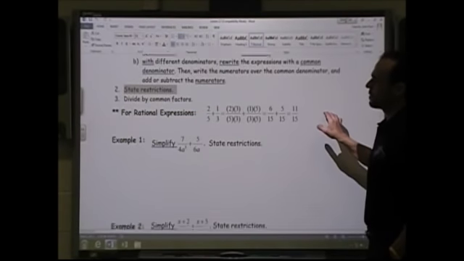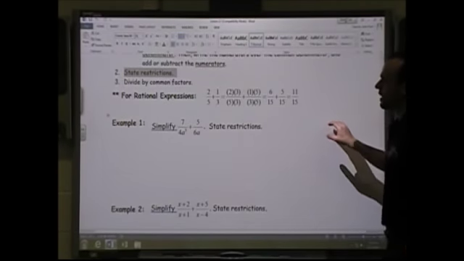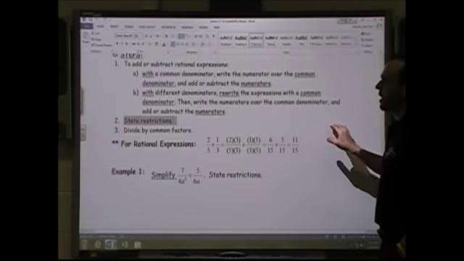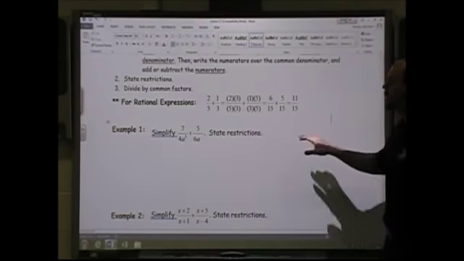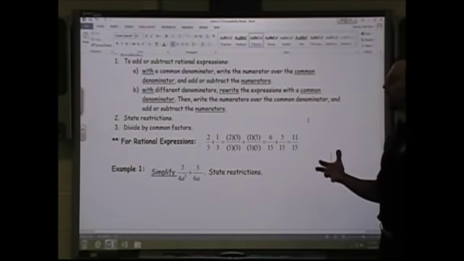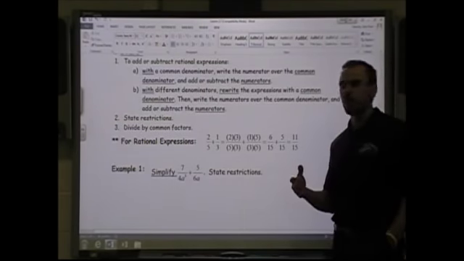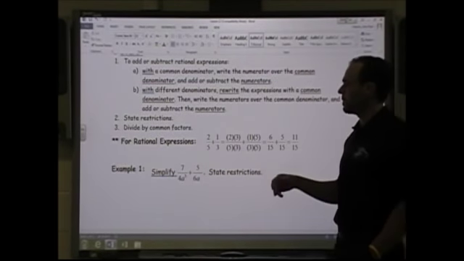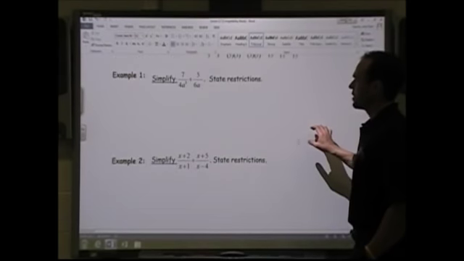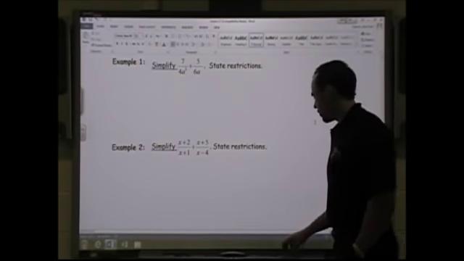Step 2 is you have to state restrictions again. And then step 3 is divide by common factors. Okay? So you always first factor, then if you have to come up with a common denominator, come up with the common denominator, and then state restrictions and divide by common factors. Okay? So let's take a look at example 1.